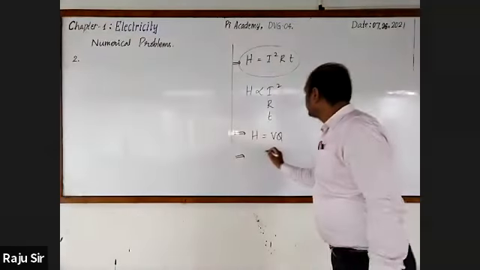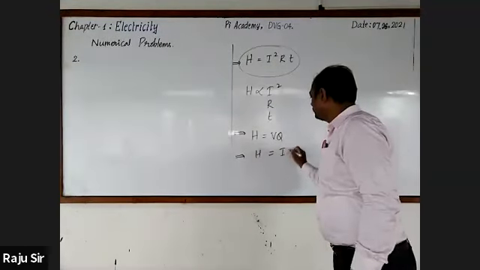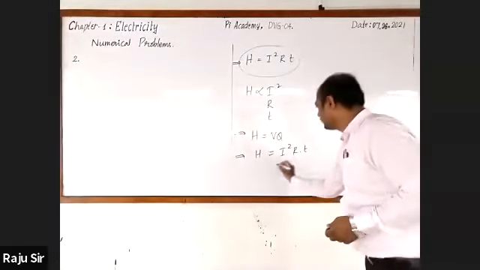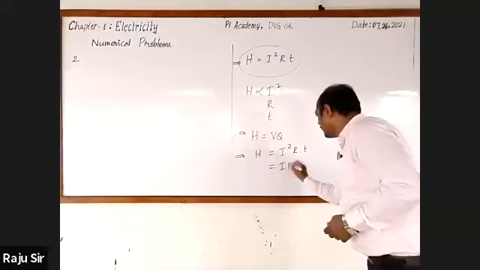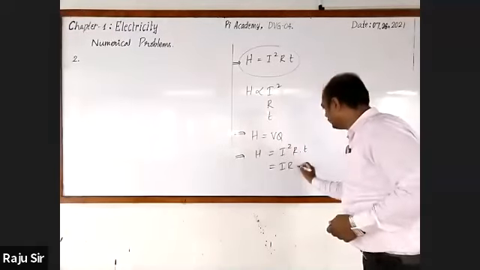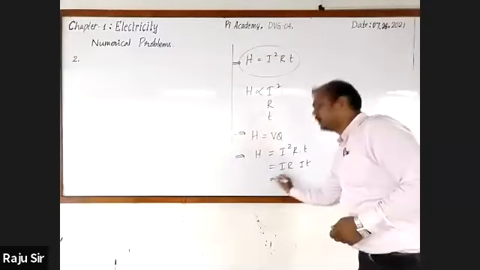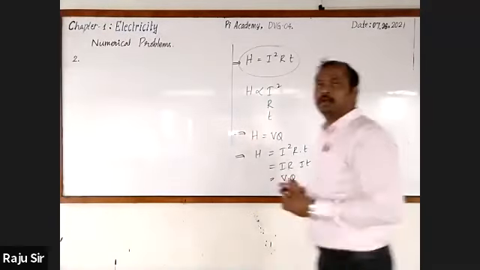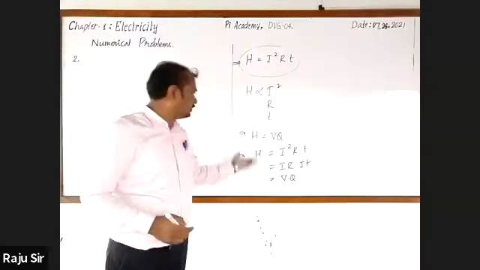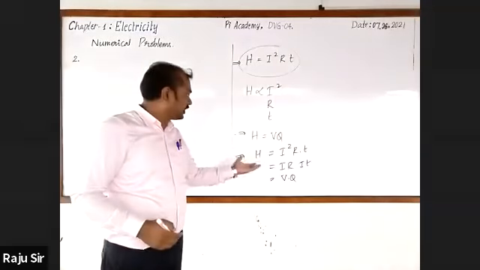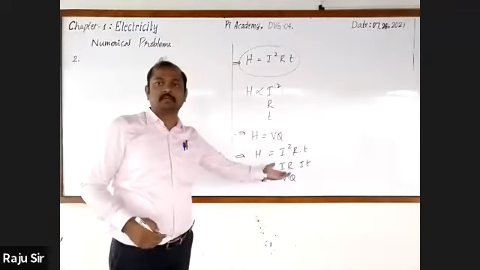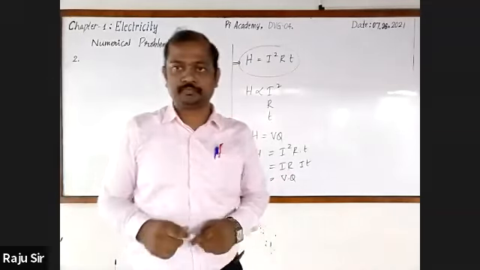Okay, just observe this. H is equal to I square into R into T. This can be rewritten as I into R, then one more I is there, it is I into T, where I into R is voltage and I into T is quantity of charge. So therefore, the heat energy can also be calculated by using this formula, V into Q.